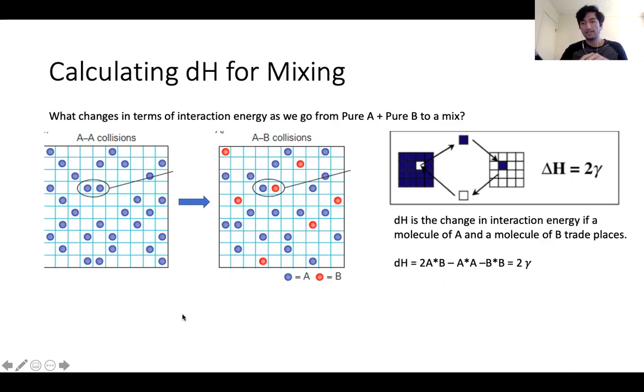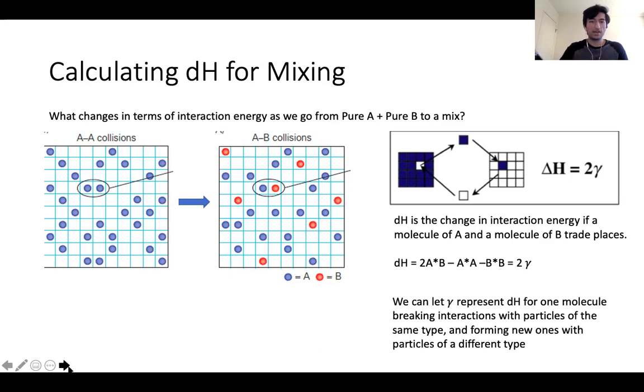If all that doesn't quite make sense, you don't have to worry about the fine details too much, but you just have to understand that this parameter gamma is used to represent the idea of an A and B interaction forming as the difference from what it was in the pure state. So if we're going from a state that's purely A and purely B to a state in which they're mixed, gamma represents the change in interaction for one pair of molecules A and B.